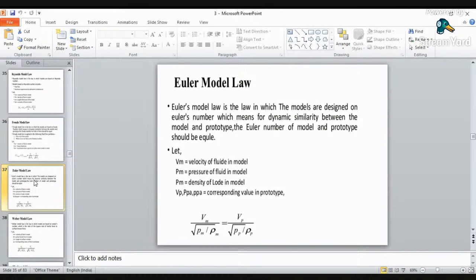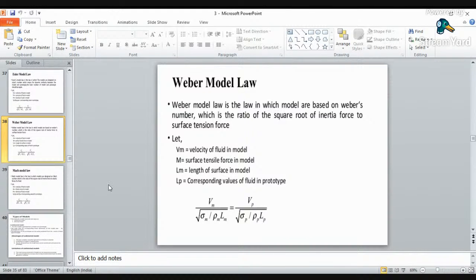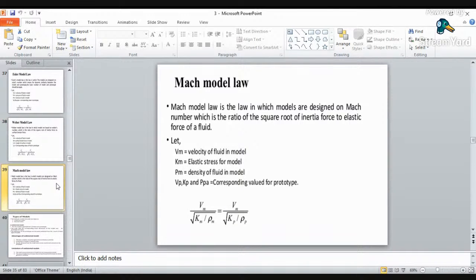Then there is Euler's model law. Euler's model law is based on the Euler's number. So for both the prototype and model, Euler's number should be equal. Euler's number is calculated as the ratio of velocity to the square root of pressure by density. So this quantity should be the same for both the model and prototype. Your next model law is Weber's law. Weber's model law is based on Weber's number, and the Weber's number should be the same for both the model and prototype, and the same for the Mach's number.